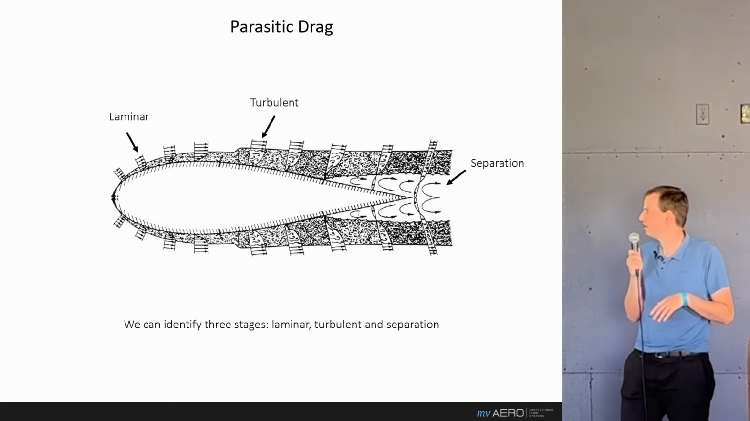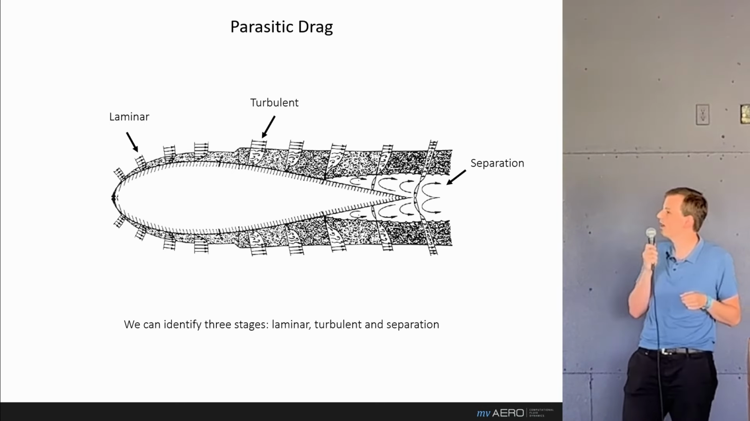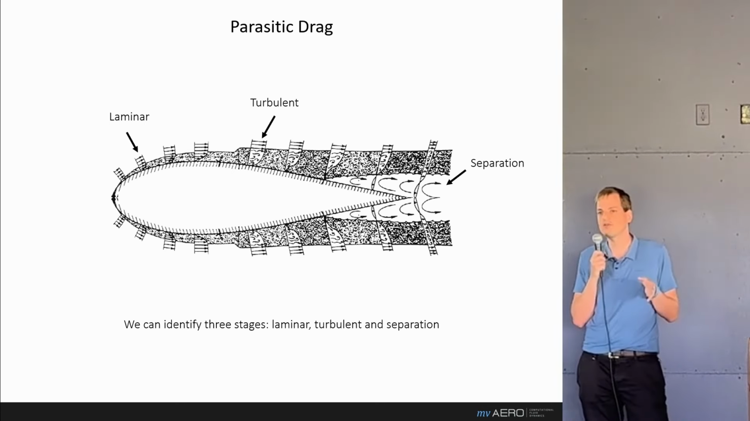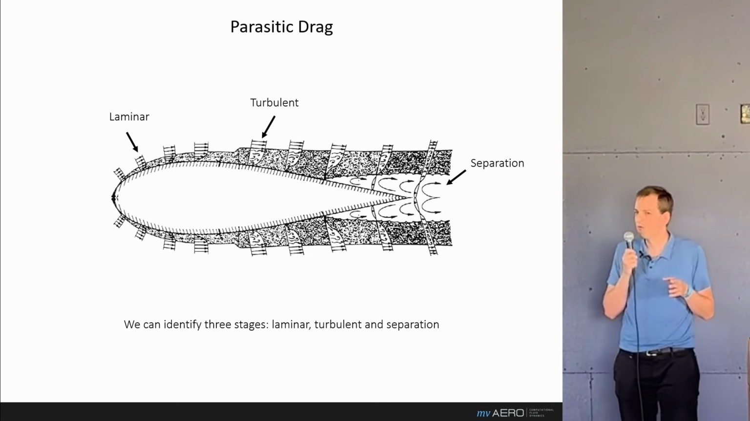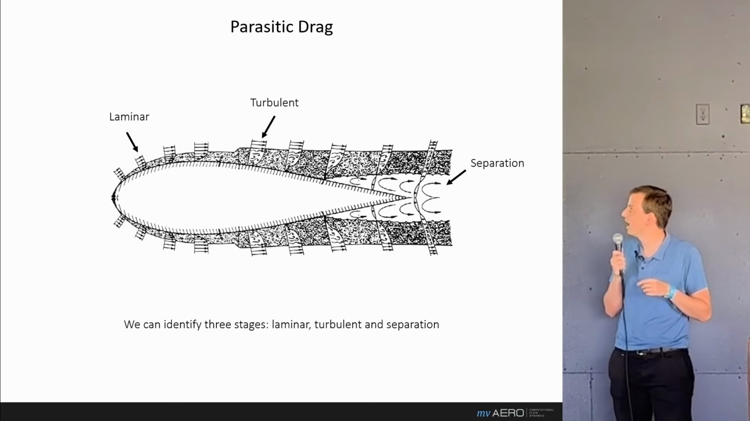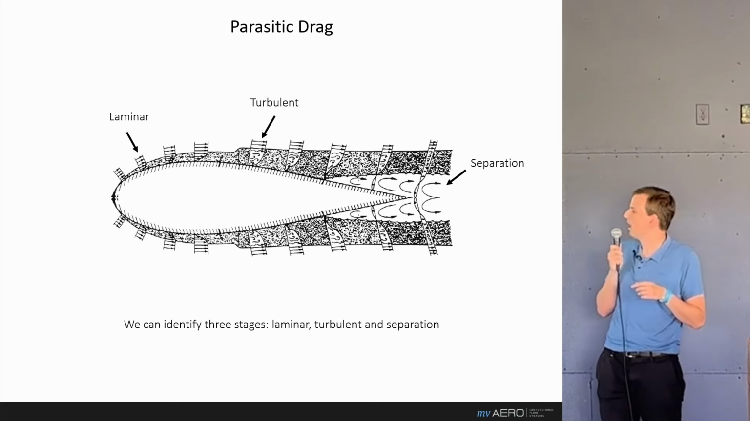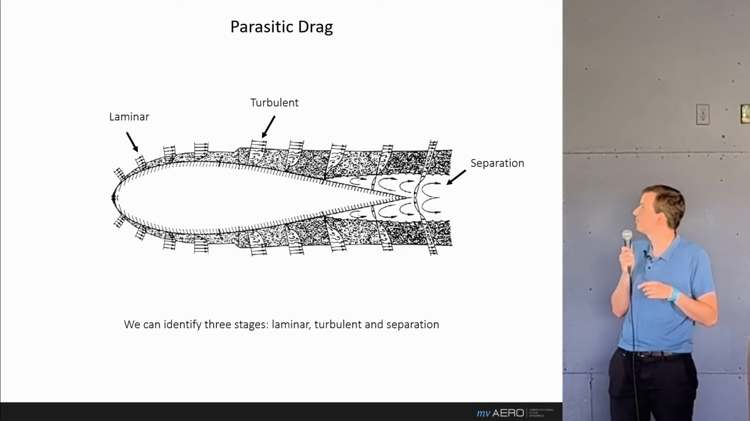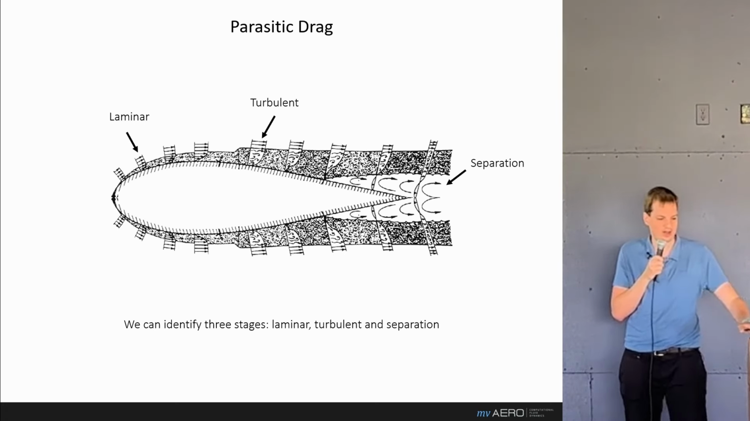And there are basically three stages that we can identify. We have usually up front a laminar boundary layer associated with relatively low drag. Then we're getting a turbulent boundary layer which is associated with a little bit more drag. And finally we have separation. So we have a little bit of upstream flow sometimes, and it's associated with relatively high pressure drag.